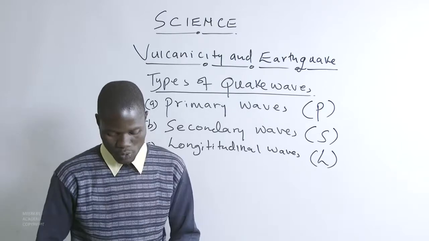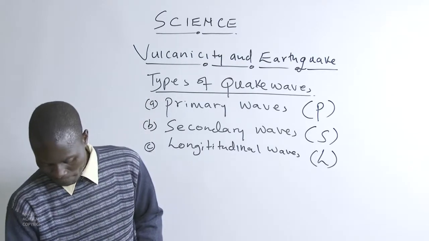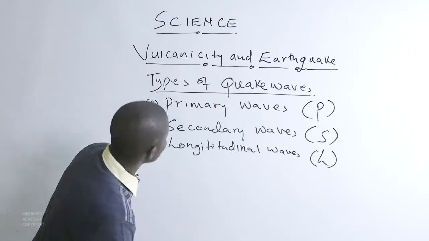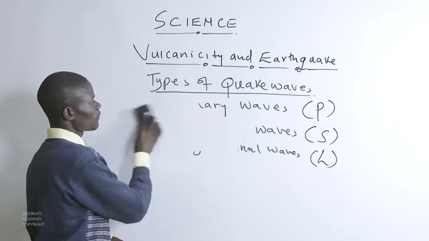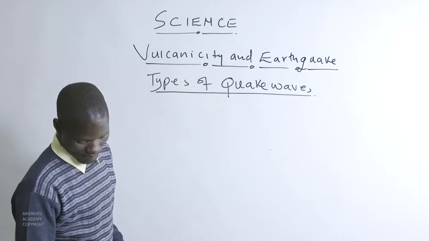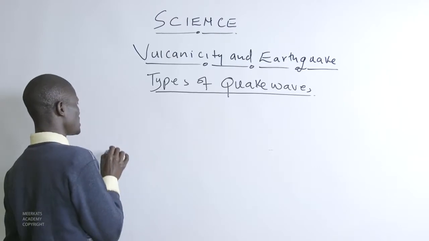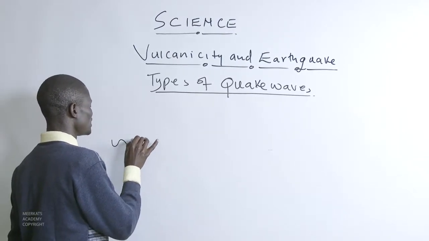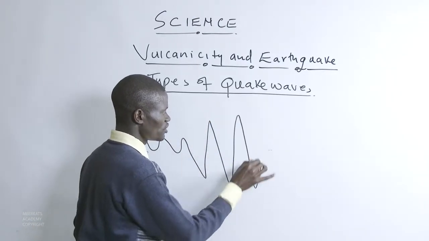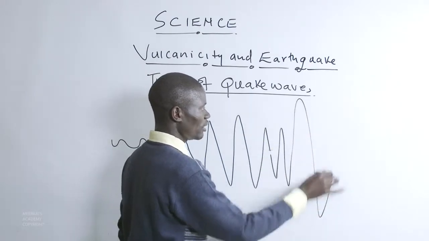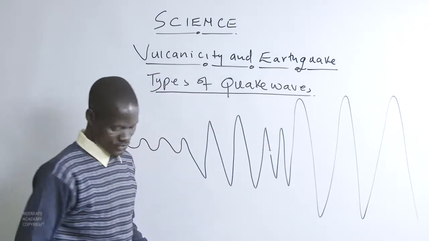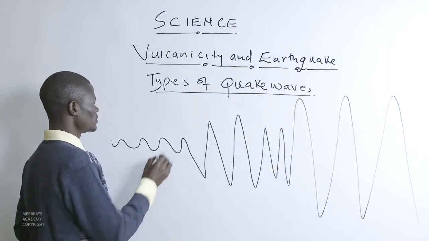These quake waves are quite important for us to know. When we demonstrate them in a diagram, we will be able to understand them better by looking at how the primary waves begin. The primary waves begin this way, and then they result in the secondary waves that will also result in longitudinal waves along the course. We look at this point.